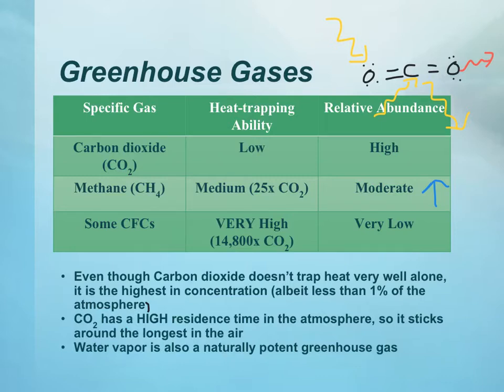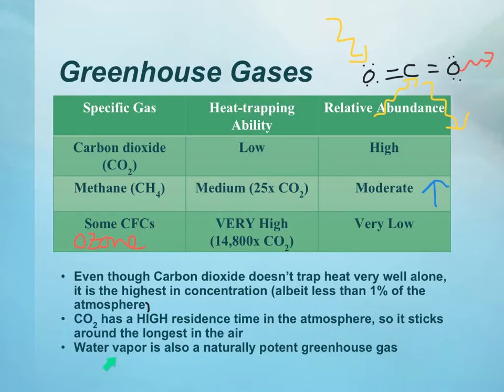The last one that I put on here are CFCs. These are chlorofluorocarbons. These are generally known for being the molecules that affect the ozone layer, but they also have a really good ability to trap heat on the planet. Luckily, there's not very many of them in the atmosphere. The other issue to mention with carbon dioxide is not only is it really high in abundance, but it sticks around in the atmosphere for a very long time. That is a big issue because it sticks around for so long.